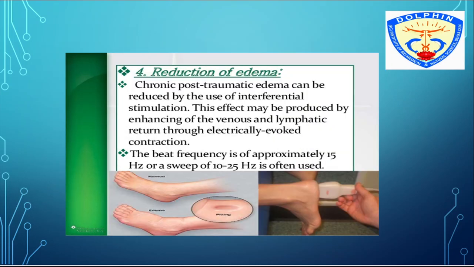Interferential therapy is also very effective for reduction of the edema, because it works on the release of the exudates from the body, as IFT can be claimed to be effective as a treatment to promote the reabsorption of edema in the tissue, as chronic traumatic edema can be reduced by the use of interferential therapy. This effect may be produced by enhancing the venous and lymphatic return through electrically evoked contraction. Evidence is limited in this respect, and the physiological mechanism by which it could be achieved as a direct effect of the IFT remains to be established.